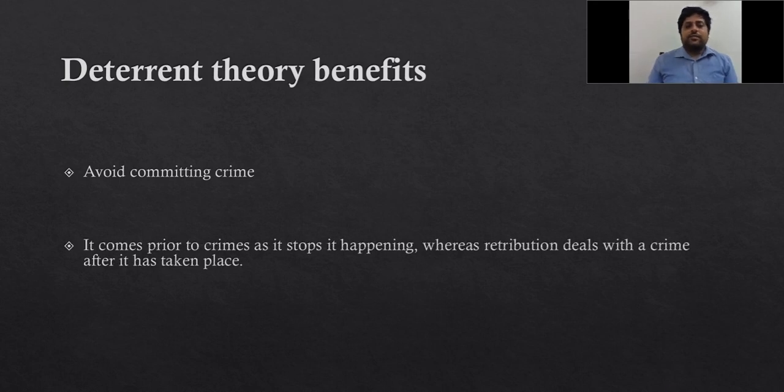Second, it comes prior to crimes and stops them from happening, whereas retribution deals with the crime after it has taken place. Deterrent theory stops the crime from happening. It says that the crime should not happen again. Why? Because the society or the individuals see the punishment and the penalties of that particular crime, and they will avoid doing that crime. While in retribution theory, the crime has taken place, and after that the punishment is inflicted on the person.